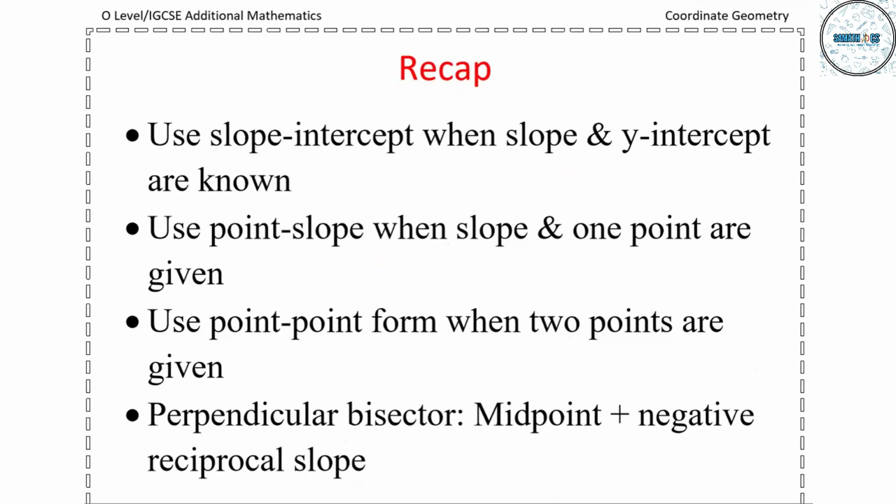Just a quick recap. We can use slope-intercept form to find the equation when slope and y-intercept are known. When slope and one point are given, then we can use point-slope form. And when 2 points are given, then we can use two-point form to find the equation of the line. For a perpendicular bisector, you have to take out the midpoint and you have to take the negative reciprocal of the gradient of the line which is already given in the equation.